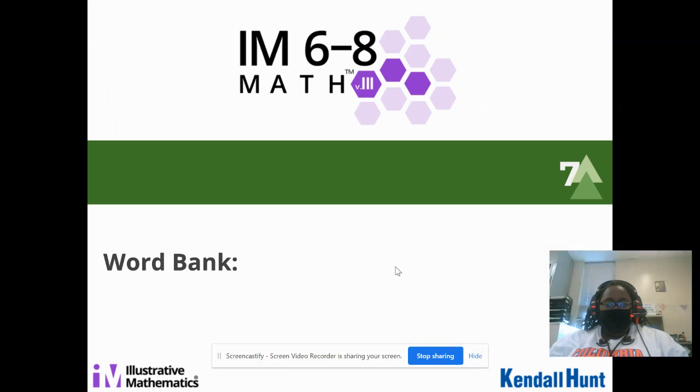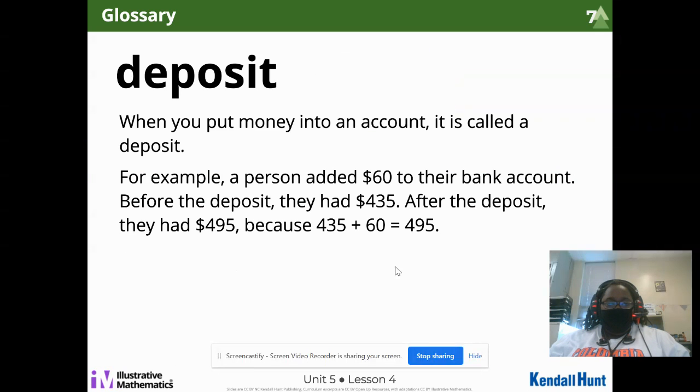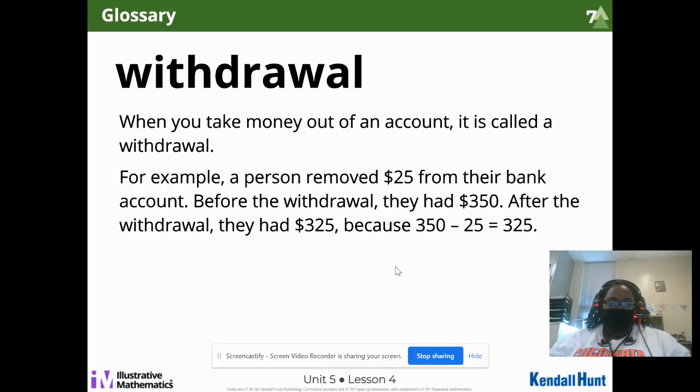So our word bank for this lesson is deposit. Anytime you see the word deposit, it basically means that you're putting money into an account. The example they give you says the person adds $60 to their bank account. Before the deposit, they had $435. After the deposit, they had $495. So they basically deposited $60 into their account.